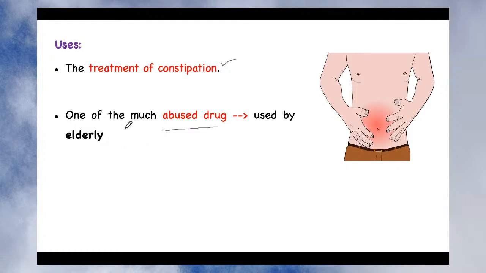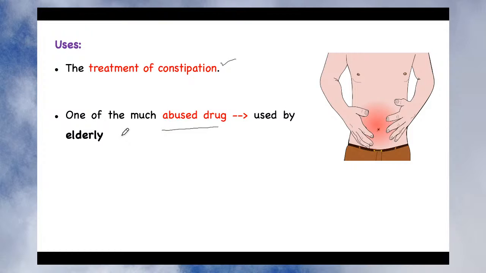When you call any drug an abused drug, suppose the patient is addicted to the drug, or without taking the medicine he is unable to have a natural call, it means he has an addiction to the purgative drug. In such a case, you need to switch over to some other purgative drug so that the addiction can be avoided.